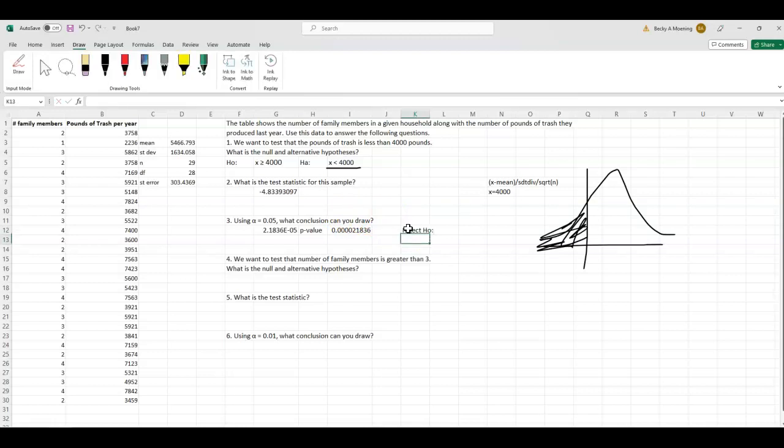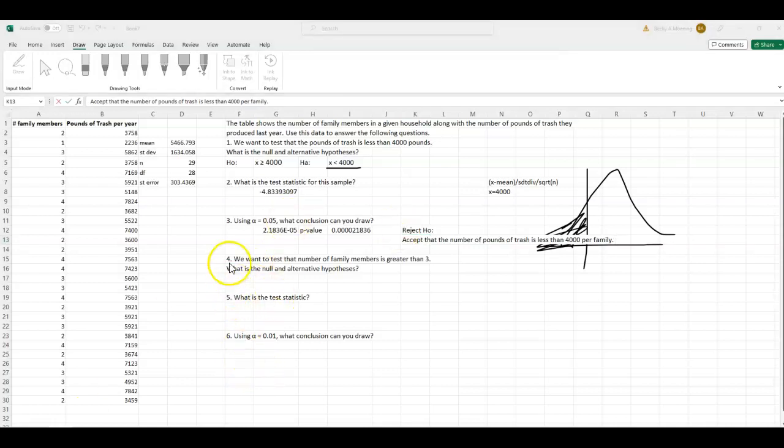If you reject it, that means we can accept that the number of pounds of trash is less than 4,000 per family. That's what that says. We can accept that based off this data. Because the p-value is less than alpha, we can reject the null hypothesis, which means we accept. It doesn't prove that it's true. We can just say we don't have enough to say that it's not.